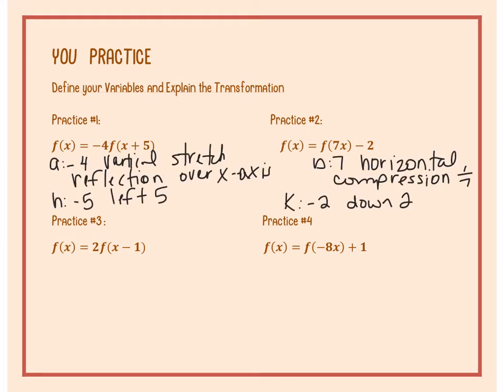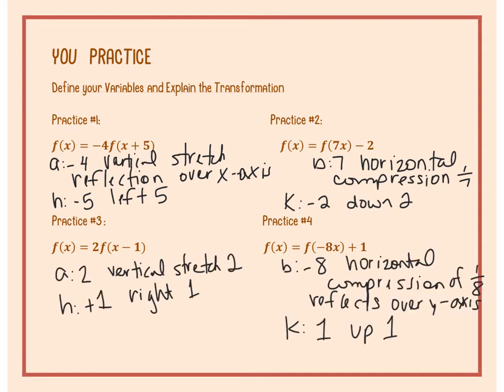Okay, so hopefully you got everything correct there. Now, let's try number 3 and 4 on your own. There's number 3 and 4 for you. Vertical stretch of 2, right 1. A and H. B is always going to be inside parentheses, so B is -8. We take the reciprocal and we're telling us how much was the horizontal stretch or compression. And the K has to come after the parentheses, and K goes up and down. This one up 1.